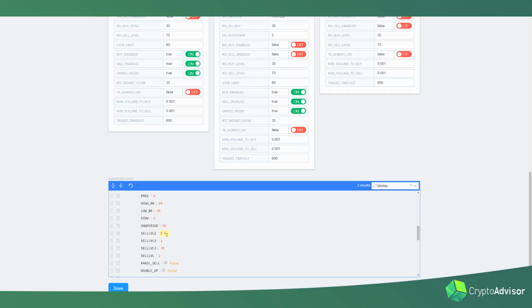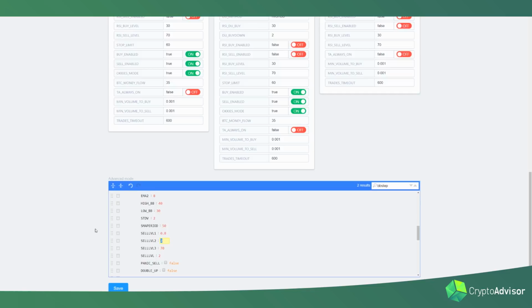Finally, we do have the sell levels for step gains. This is the percentage profits that you want your bot to look at for selling. So personally, I would go with a minimum gain, especially in an uptrending market, of 0.8. I think once you hit that 1% profit level, just a little bit below that, that's when you want your bot to start looking for a sell.